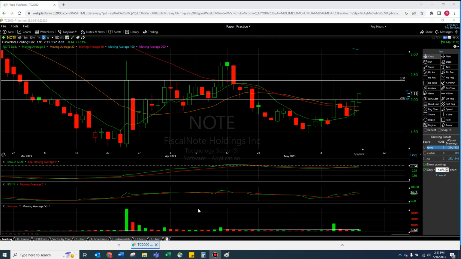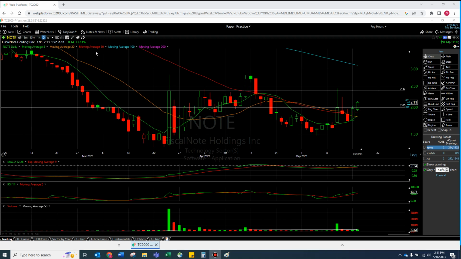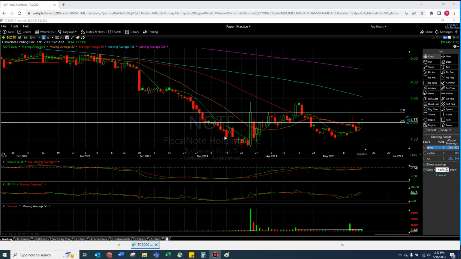So again, let's look at note. All right, this is a juicy setup. All right, and the first thing I'm looking at is this 50 moving average line. I think there's a lot to see here already, but let me just kind of zoom out a bit.